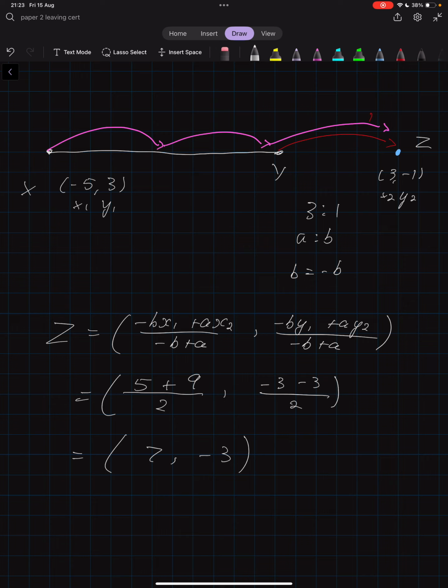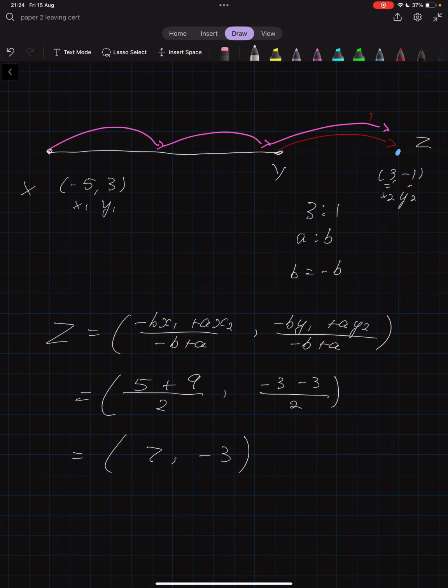And again, if you look at it, 7 is 12 away from minus 5, but 12 divided by 3 is 4. 7 is only 4 away from 3. Minus 3 is 6 away from 3, but it's only 2 away from minus 1. So when you say you're doing it in the ratio of 3:1, you're always 3 times as far away from one point as you are from the other.